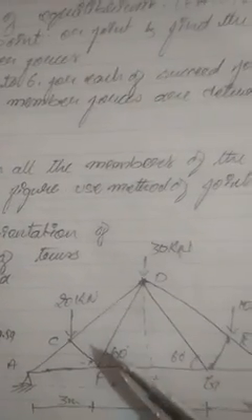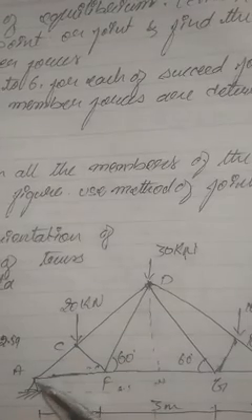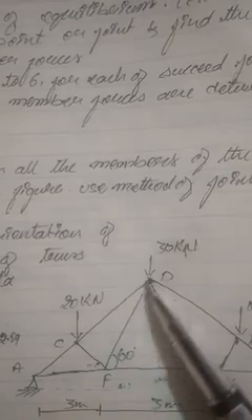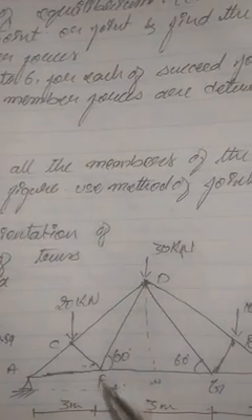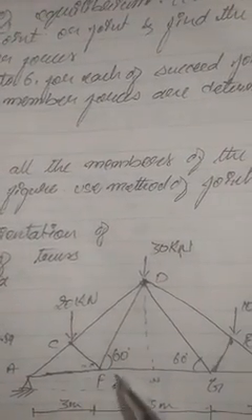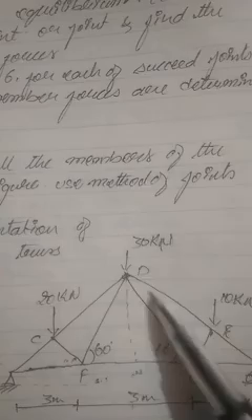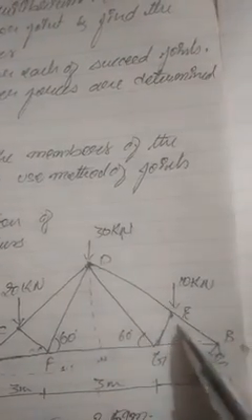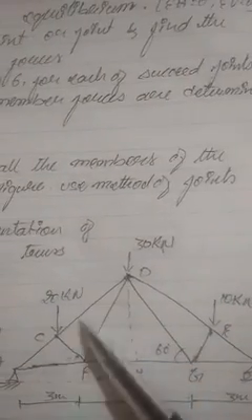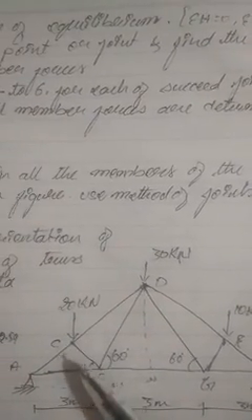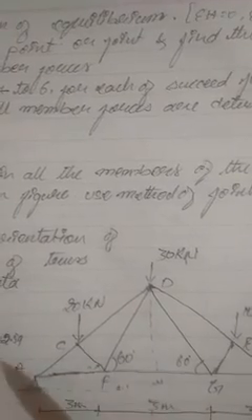See here, you have to find out this is the AC member, the CD member, the CF, and AF. This is FG, DG, GE, and this is the DE member. This is the EB and this is the GB. So these are the members. You have to find out the forces in these members by using the method of joints.